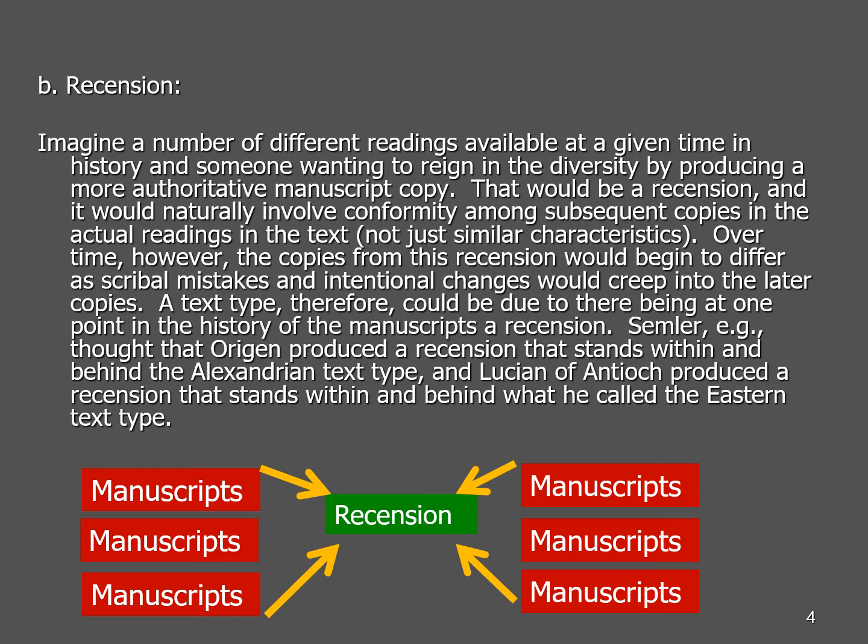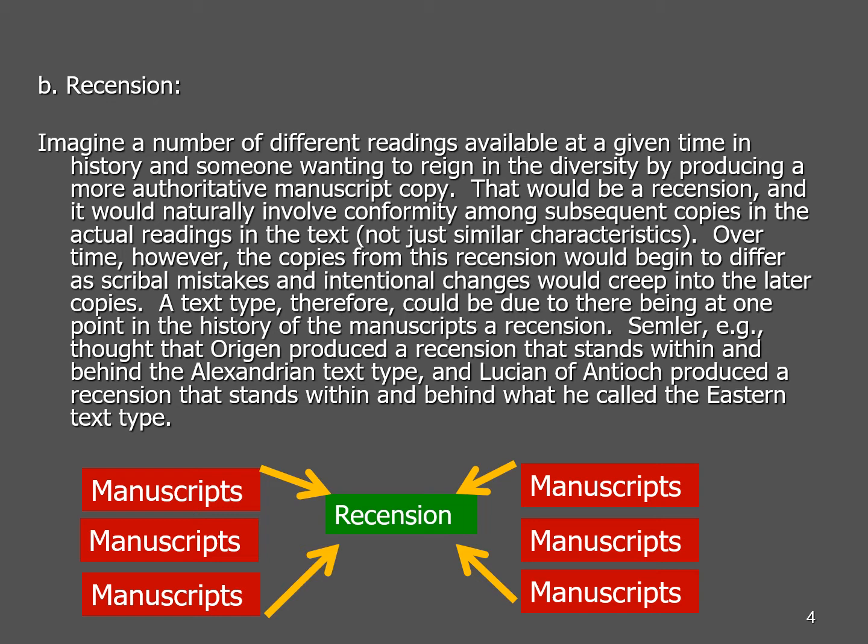We can talk about characteristics just in terms of what we can observe of how the scribes behaved in their copying. Were they more careful or not, for example? Did they tend to prefer a certain word or not? Did they tend to harmonize the Gospels so that when Jesus says something in Matthew, he says it similarly in Luke and Mark? Or did they not tend to harmonize? Over time, however, the copies from this hypothetical recension we're talking about here would begin to differ as scribal mistakes once again crept in, or intentional changes crept in to the later copies.